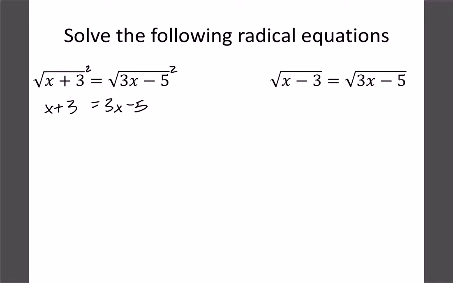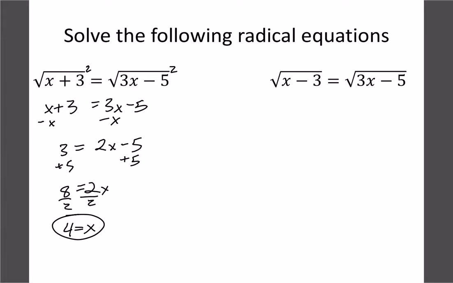Now to solve this one, let's bring the x over first. So we get 3 equals 2x minus 5, and then let's get the 5 over. So you'd have 8 equals 2x. 8 divided by 2 is 4. And we could plug that back into the original. We get root 7 on one side, root 7 on the other. So they're both good. So that's a valid answer.